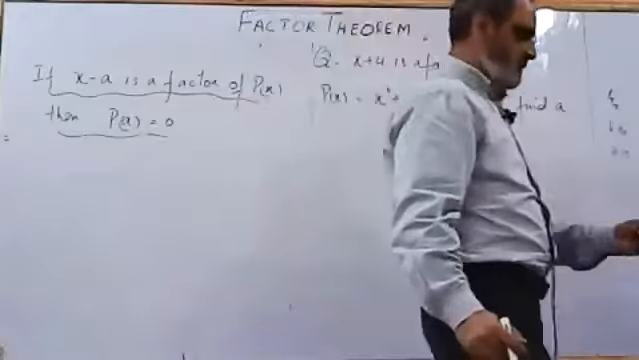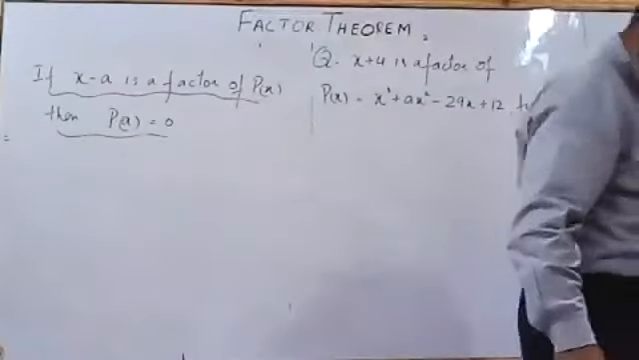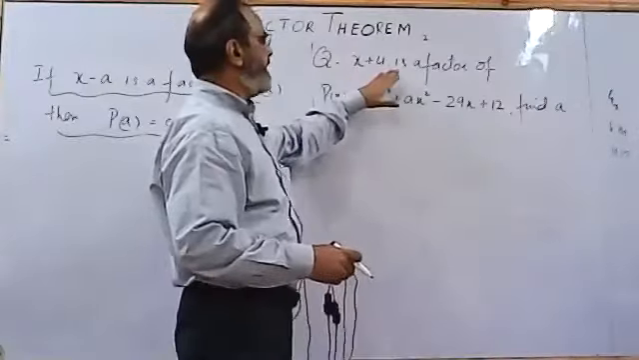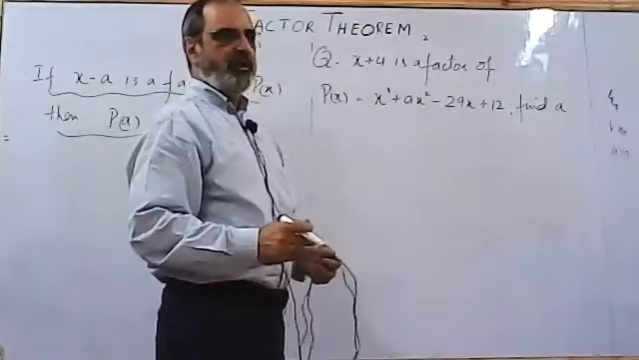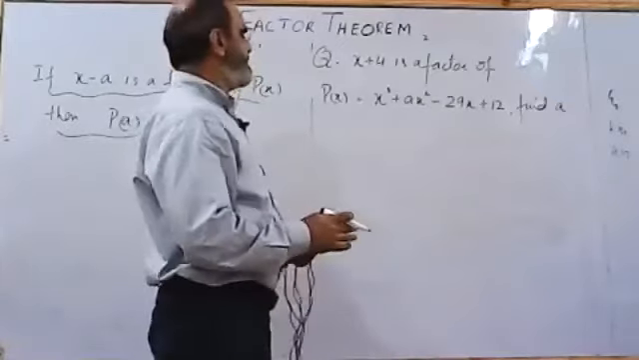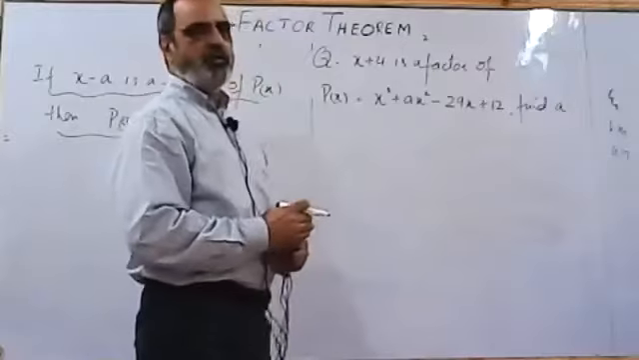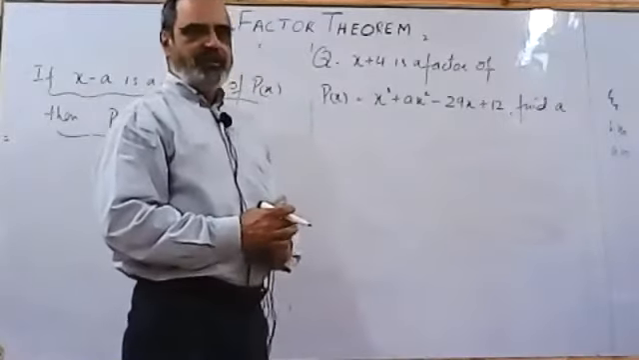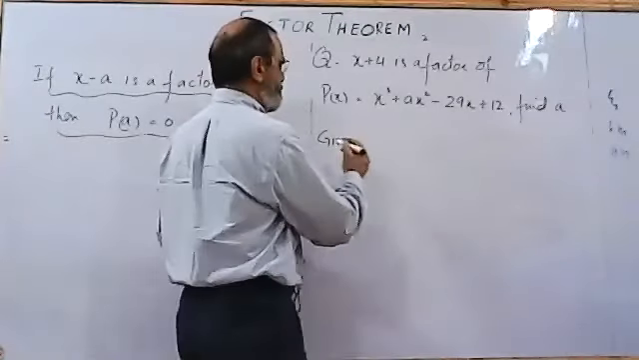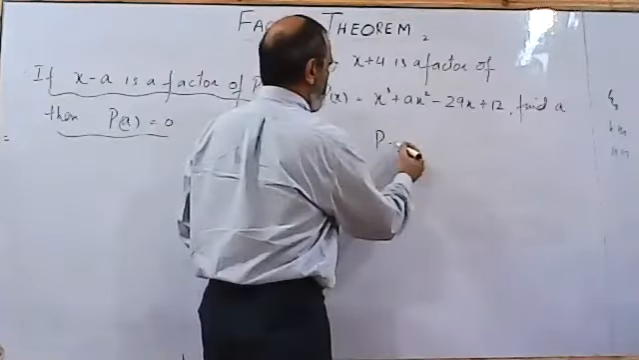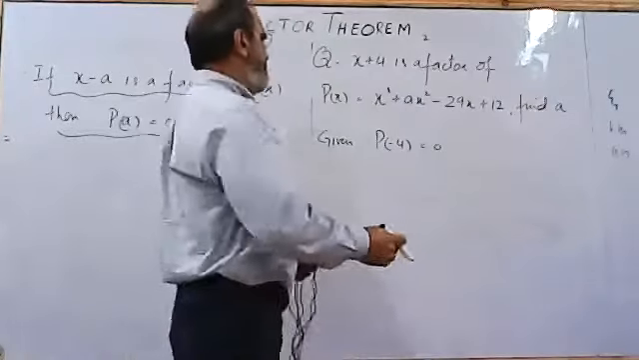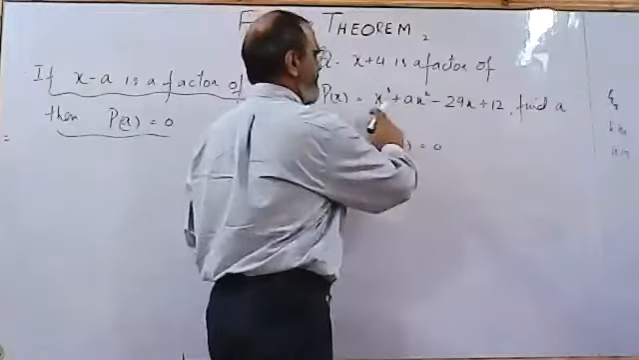Well, in this question, it is given that x plus 4 is a factor. If x plus 4 is a factor of p(x), it means if I replace x by minus 4 in the polynomial, the remainder comes out to be 0. So in this case, we don't have to prove it; it is given that p(minus 4) is equal to 0. So replace x by minus 4 in this polynomial.